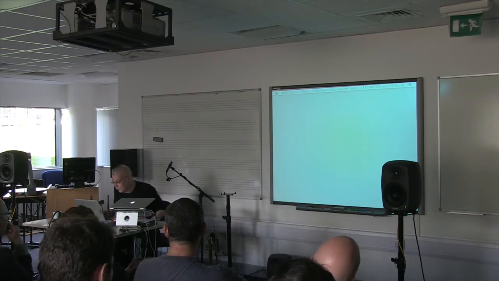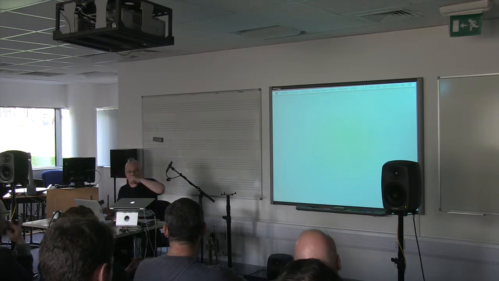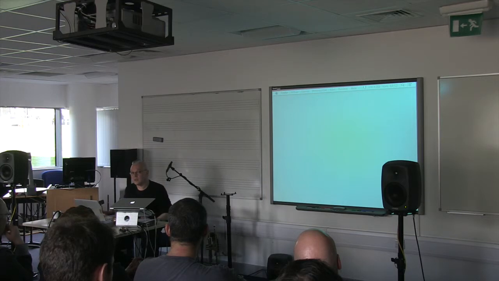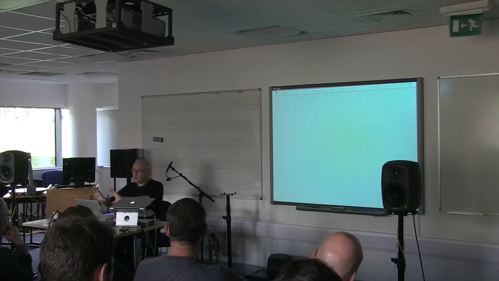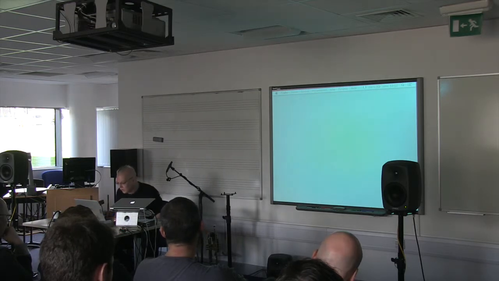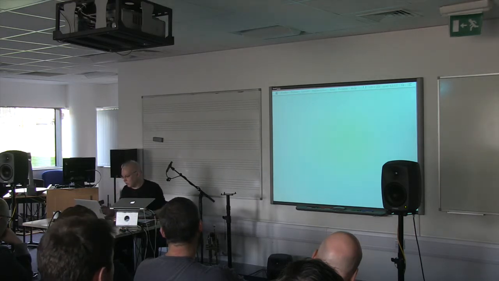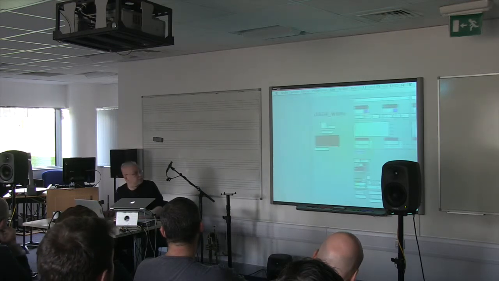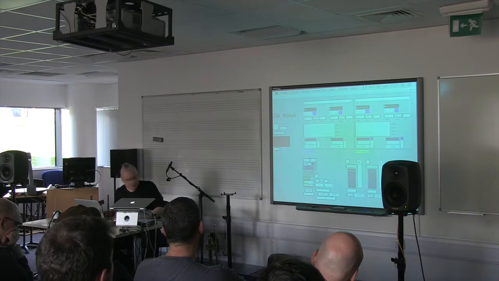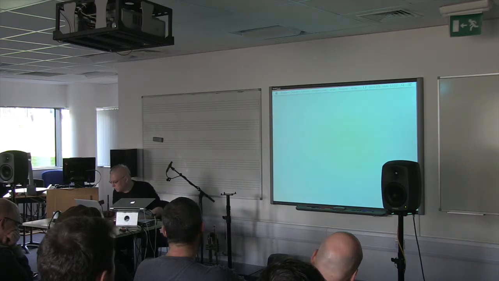And for this project, Data Noise, my idea was, so I had this patch which could be in a way similar to what I would call a modular synthesizer, the way I write it.